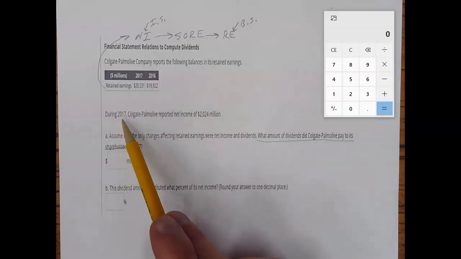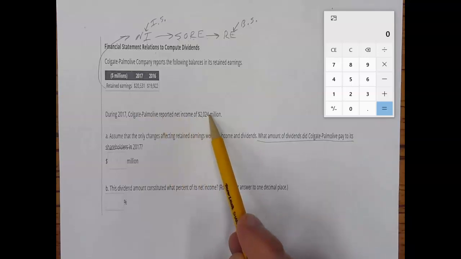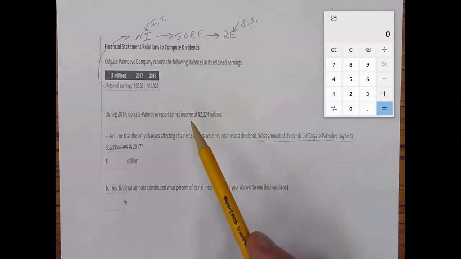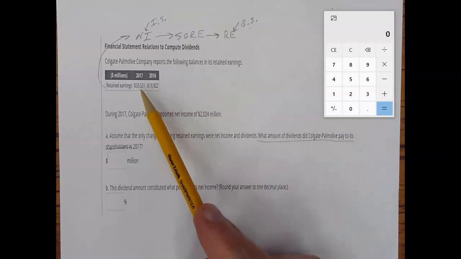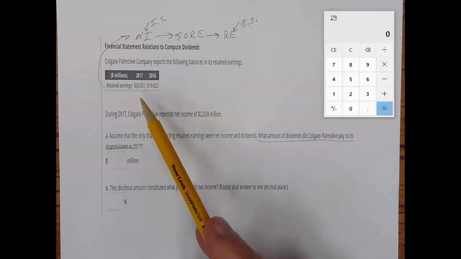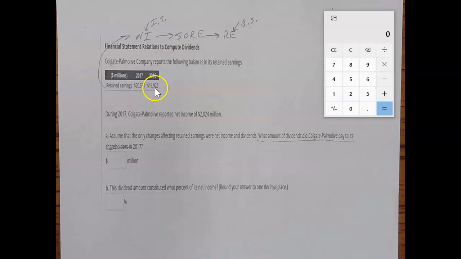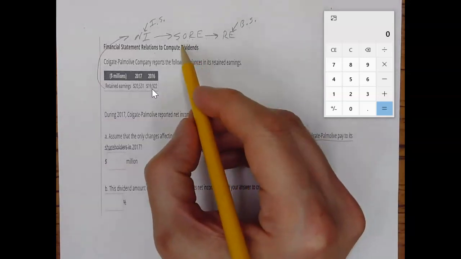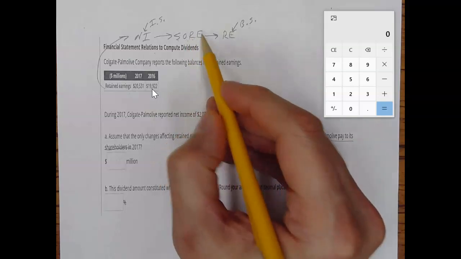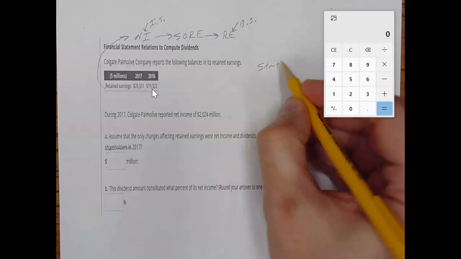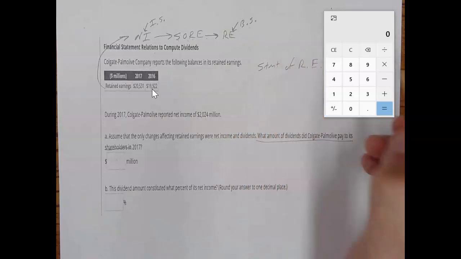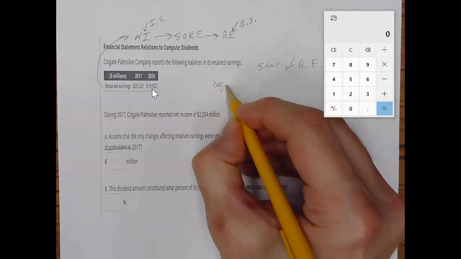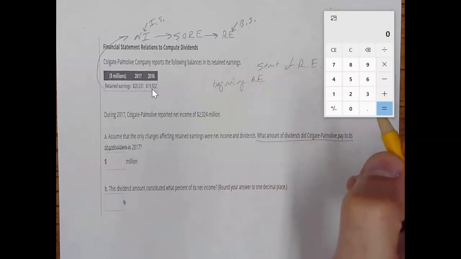We come up here, it says during 2017, Colgate-Palmolive reported net income of $2,024, and that is again stated in millions. But we can just look right here and say, this doesn't look like it went up by 2,024. It looks like it went up by about 600 or so, right? So the way we would calculate this is we would start right here with last year's retained earnings. And in fact, if we were looking at something called the Statement of Retained Earnings, we would say beginning retained earnings. That's how we start.